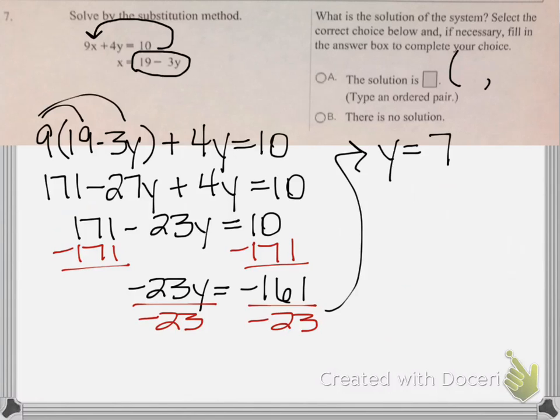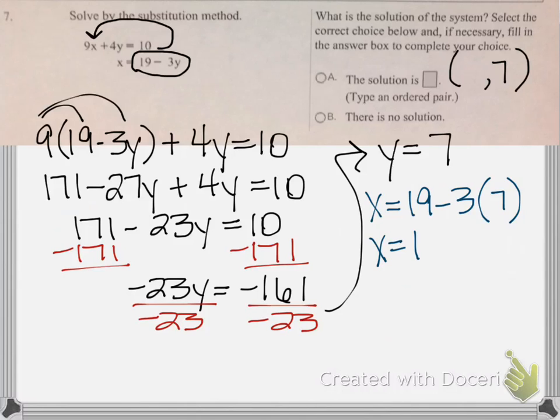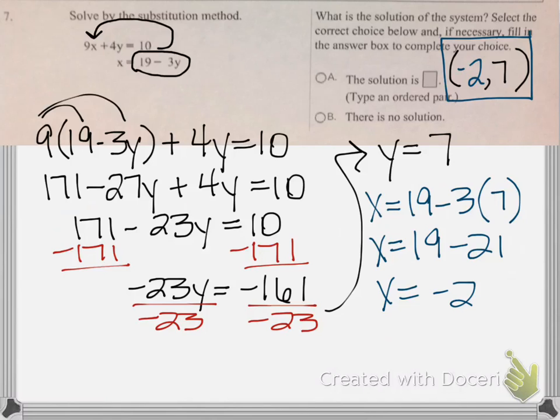Notice it says type an ordered pair. Well, I have the y part. So it's like I have the second half of my answer, but I still need the x coordinate that goes with this y. So now I can take one of my original equations, and I'm going to take the one that says x equals, because that would make the most sense because I'm looking for x. So x is going to equal 19 minus 3 times, well, I got 7 for y. So 19 minus 21, so it looks like x equals -2. So my answer is -2, 7.